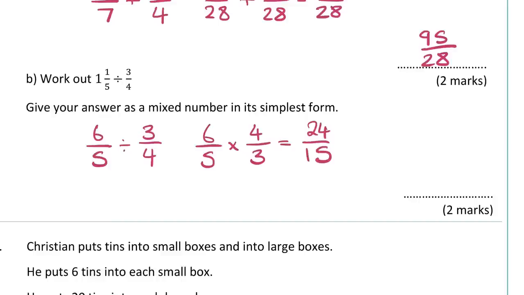Now this question does ask us to write it as a mixed number in its simplest form. So how many times does 15 fit into 24? Well, it fits in once. And from 15 to 24 there is a remainder of 9.